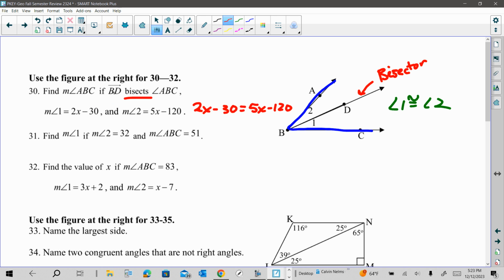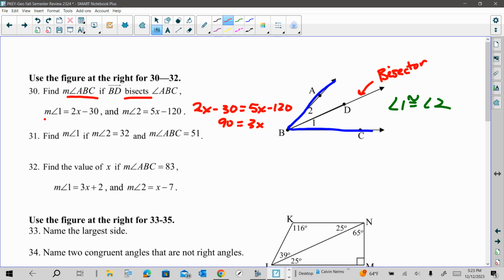They want you to find the angle measure. So you need to solve for x and then find the angle measure. So I believe if we solve for x here, we're going to end up with 90 equals 3x, so x equals 30. And then we have to plug it back in to find ABC.